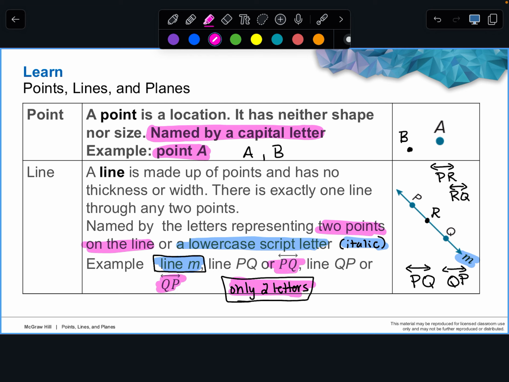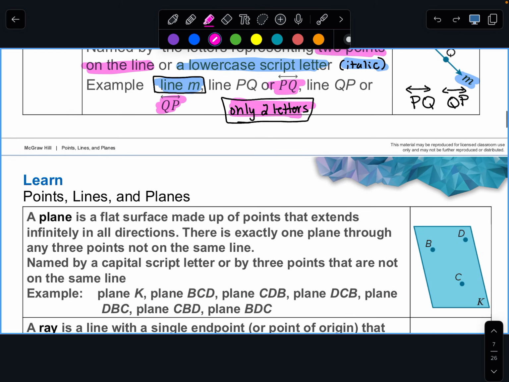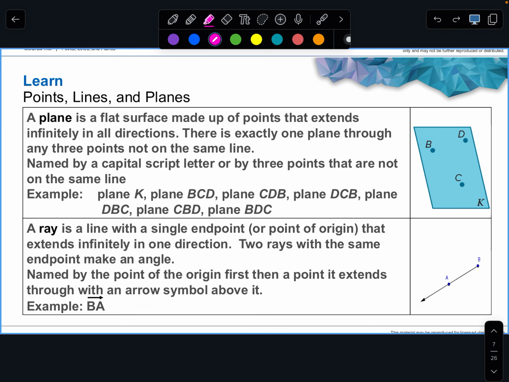Okay. And now the rules are going to get a little funky and you're going to get mad at me at some point, because there are going to be times when it's okay to take the arrow off the top. And I'll explain when that happens later. But for now, keep the arrows on the top, okay? All right, next. How do we name a plane?